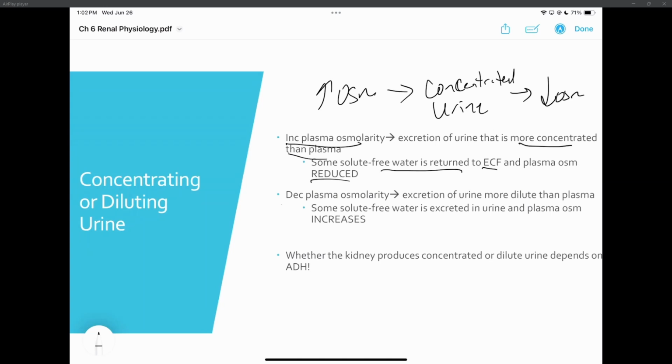Opposite's true. If we have a decrease in plasma osmolarity, now we have what? Too much solvent or too much solute? Too much solvent, too much water. It's diluting out our blood. We don't need all that water. We have to get rid of it now. So we excrete dilute urine. We're going to get rid of the water. It's going to pee it out. It's going to dilute out the urine. Therefore, some solute-free water is excreted in the urine, and the plasma osmolarity is going to increase because we're getting rid of the water in the blood, and we're just peeing it out.